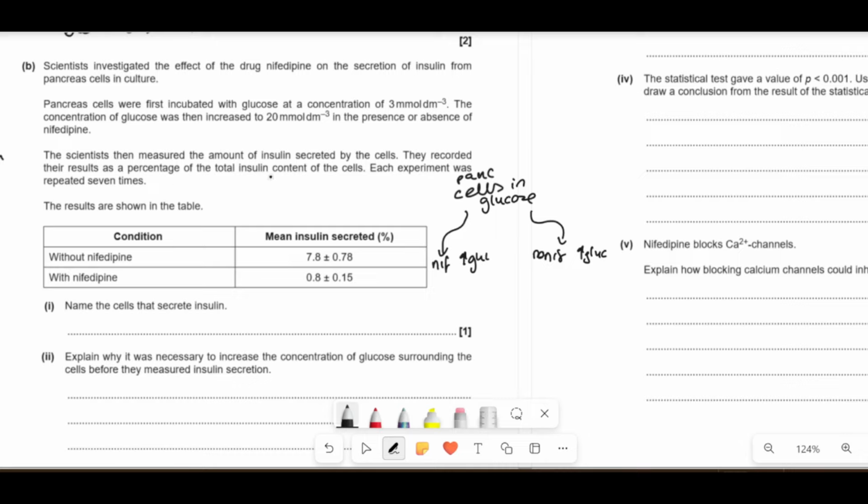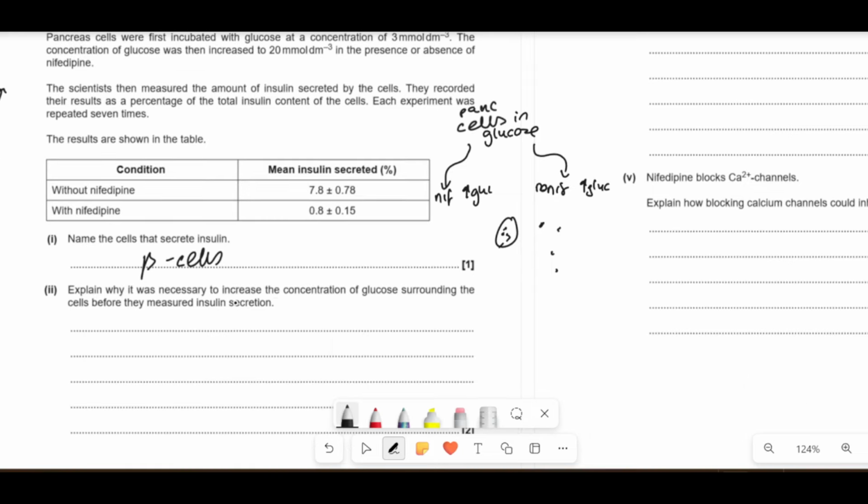So then they recorded the amount of insulin secreted, and they did it as a percentage of the total insulin content of the cells, meaning they took all of the insulin these cells have, and then took however much was secreted out, and found the percentage of the original. Fine. So it says name the cells that secrete insulin, they're just the beta cells. It says explain why it was necessary to increase the concentration of glucose surrounding the cells before they measured insulin secretion. So they've quite literally said they must increase glucose, and now they're measuring insulin secretion.